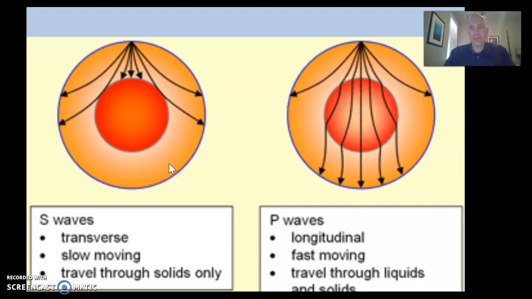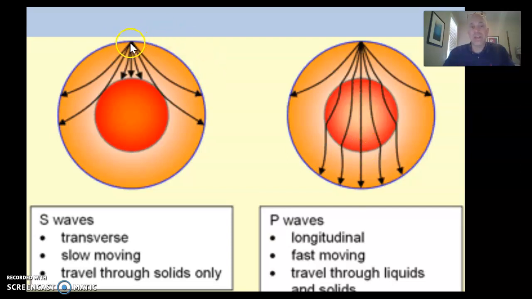Earlier in this unit, we talked about the layers of the Earth. And one of the layers was the inner and outer core. So a good question is, how do we know that these layers exist? Well, we've learned about these from studying S waves and P waves.